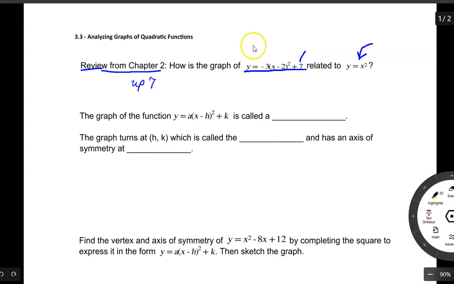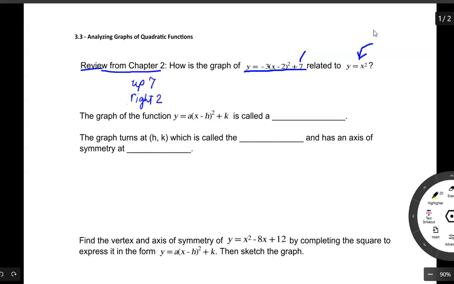Okay? And then we also learned that whenever you had a number being added or subtracted where the x is, like here for a quadratic we have x squared. This is a modified one where instead of just squaring x, we're squaring x minus 2. And if that is a subtraction, which in this case we're subtracting 2, it's going to move it to the right. If it had been adding, it would have moved to the left.